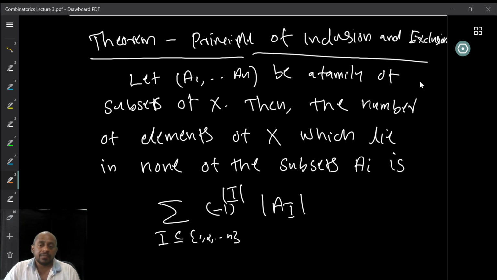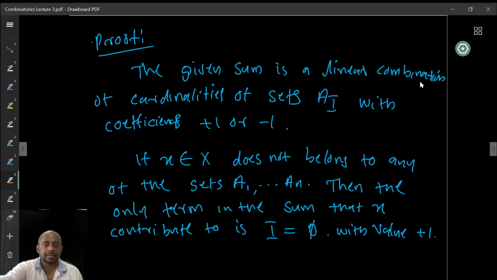Now, if you can show that in the sum, the contribution of an x which is not in any of the A_i's is exactly 1, and for every element that appears in one of the A_i's, the contribution is exactly 0, then the sum should give exactly the number of elements which are not in any of the A_i's, right? So we are going to show precisely this by taking each element x and seeing what its contribution is. First we observe that the given sum is a linear combination of the cardinalities of sets A_I with coefficients either plus or minus 1.